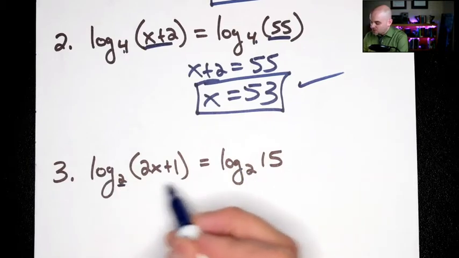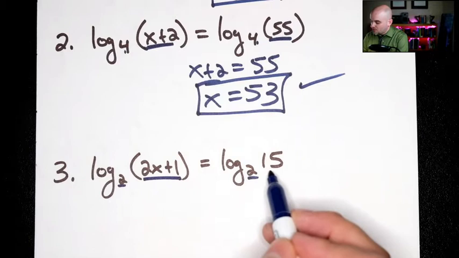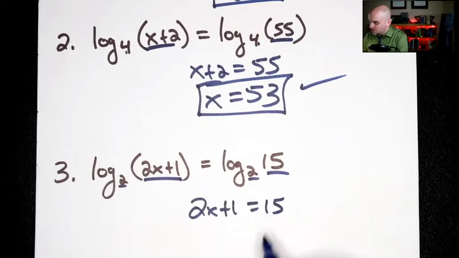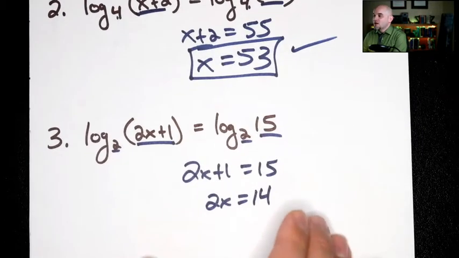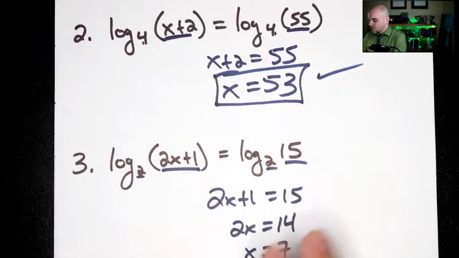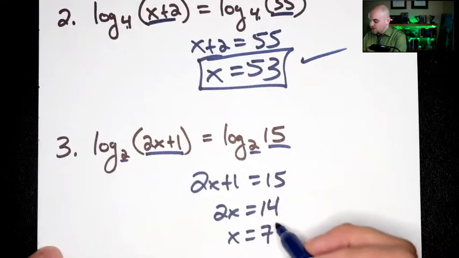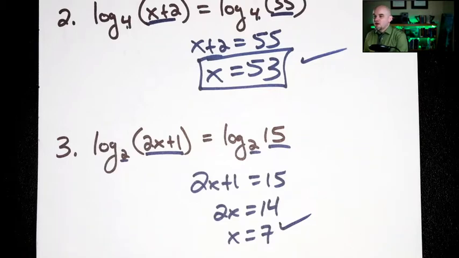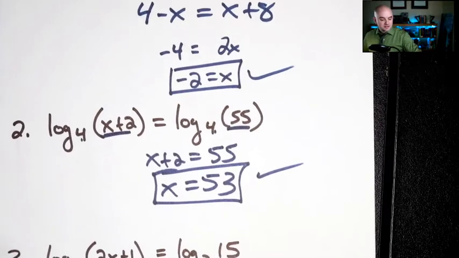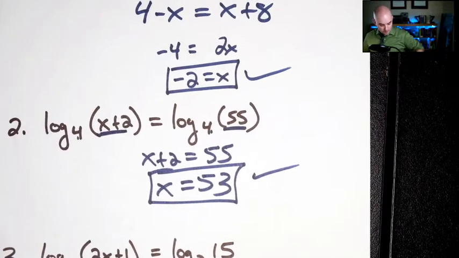Our next one, we've got log base 2 of 2x plus 1 equals log base 2 of 15. Once again, the bases are the same. Set what's inside equal to each other. You get 2x plus 1 equals 15. Subtract 1, 2x equals 14. And then divide by 2, and you get x is equal to 7. Just to check, nothing works out to be negative or 0 in there. And you're good with number 3, with x being 7. Let's take a look now at number 4.